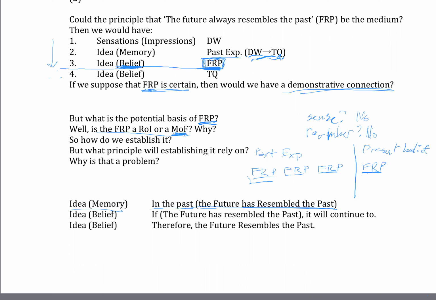Well, I need something that'll connect up this past experience with this present belief, right? That'll get me from the past to the present. What could do the trick? Pause the video, think about it. Take a second. How could my past experience be relevant to my present belief that the future resembles the past? My past experience of the future resembling the past in the past.